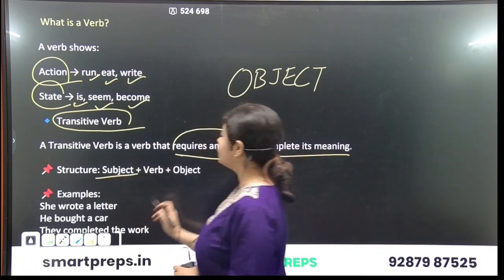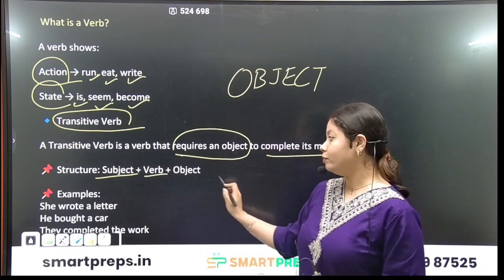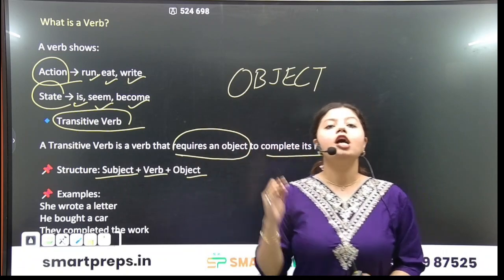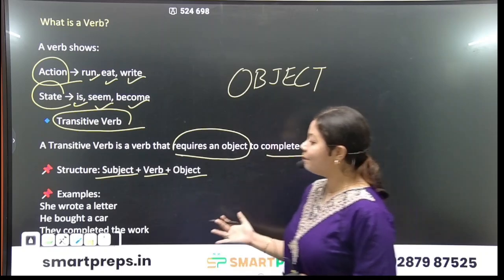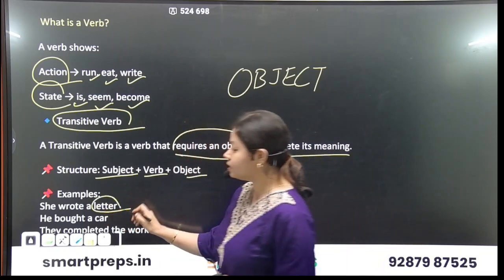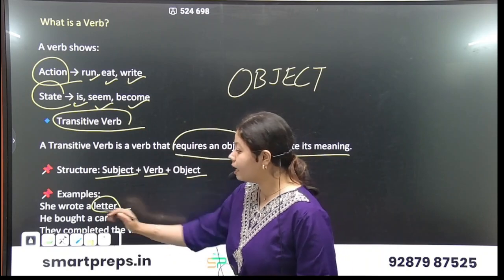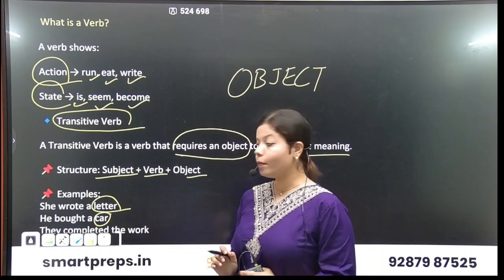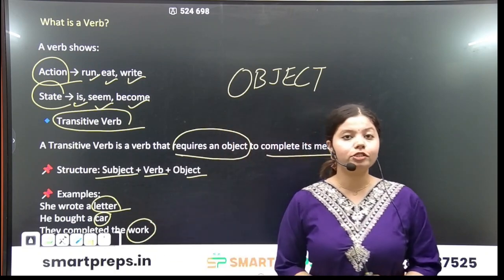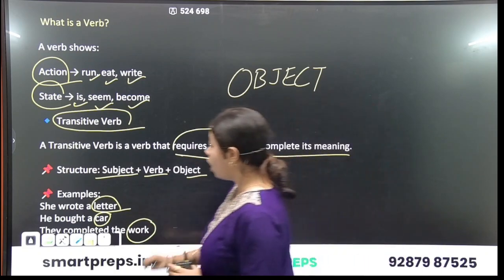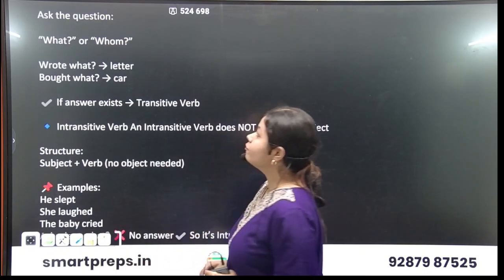The subject, then the verb and the object. So always remember, a transitive verb always carries an object. For example, she wrote a letter. So letter is the object. He bought a car. Car is the object. They completed the work. Work is the object here. So this is about the transitive verb.